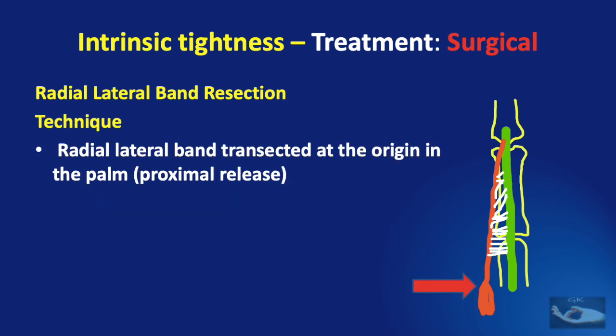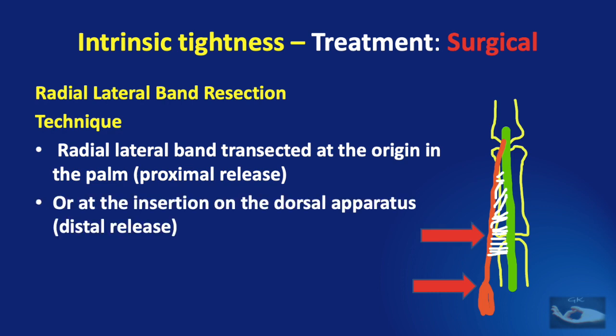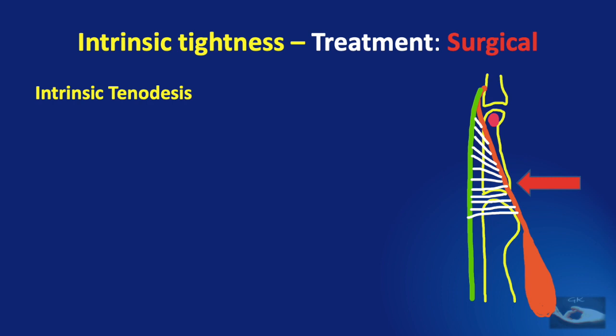In this procedure, the radial side lateral band can be transected at the origin in the palm, that is a proximal release, or at the insertion on the dorsal apparatus, which is a distal release. We shall now consider a procedure called intrinsic tenodesis.